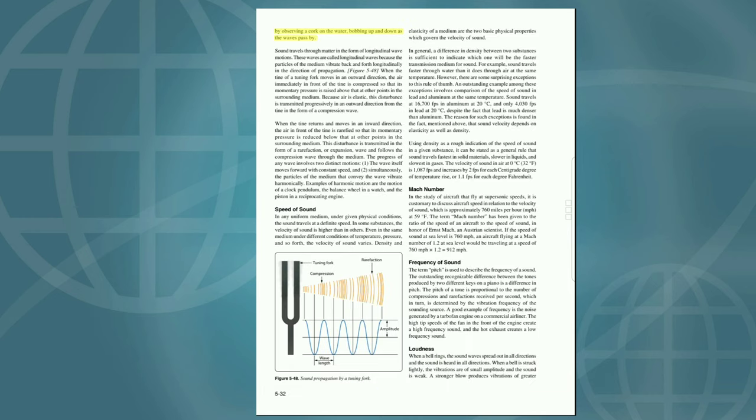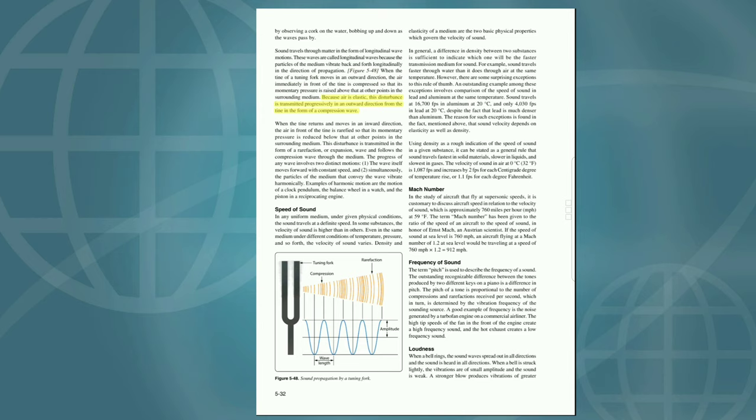5-31. By observing a cork on the water, bobbing up and down as the waves pass by, sound travels through matter in the form of longitudinal wave motions. These waves are called longitudinal waves, because the particles of the medium vibrate back and forth longitudinally in the direction of propagation. Figure 5-48. When the tine of a tuning fork moves in an outward direction, the air immediately in front of the tine is compressed so that its momentary pressure is raised above that at other points in the surrounding medium.